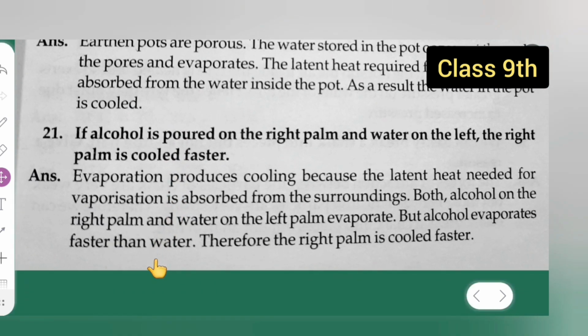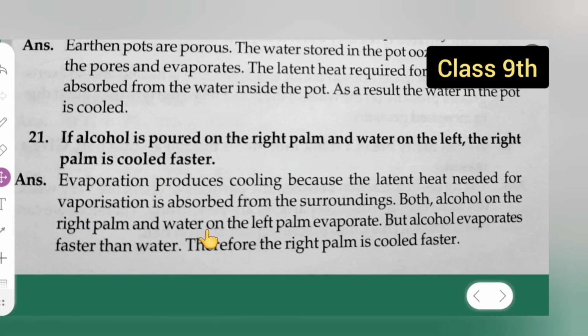Okay. Moving towards the next question, that is question number 21. If alcohol is poured on the right palm and water on the left, the right palm is cooled faster. Answer is evaporation produces cooling because latent heat needed for vaporization is absorbed from the surroundings. Both alcohol on the right palm and water on the left palm evaporate, but alcohol evaporates faster than water. Therefore, the right palm is cooled faster.